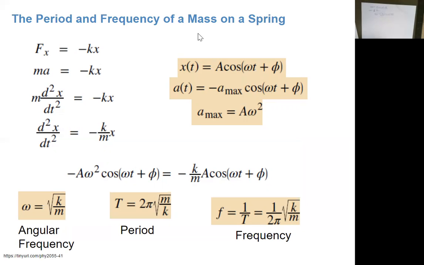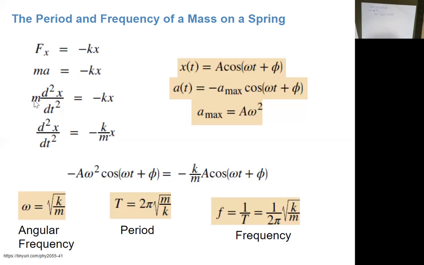This simple harmonic motion we looked at was a mass attached to a spring, right? From a mass attached to a spring, you can see that force should be equal to minus kx, where x is the position. And force is equal to mass times acceleration, so mass times acceleration will be equal to minus kx. Acceleration is the double derivative of the position with respect to t. So m d squared x over dt squared equals minus kx.